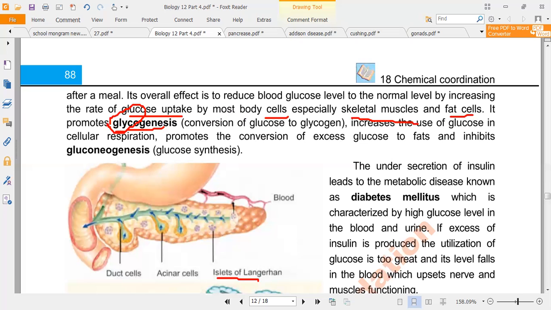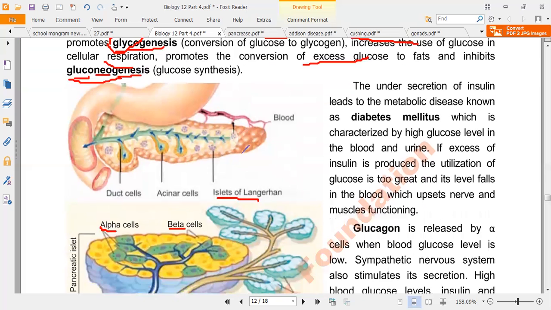If glucose is in more quantity, this helps in the conversion of glucose into glycogen, increases the use of glucose by respiration, promotes conversion of excess glucose to fats, and inhibits gluconeogenesis. Gluconeogenesis means gluco from glucose, neo means new, and genesis means formation. So synthesis of glucose from non-carbohydrate sources is called gluconeogenesis. So insulin inhibits that process.